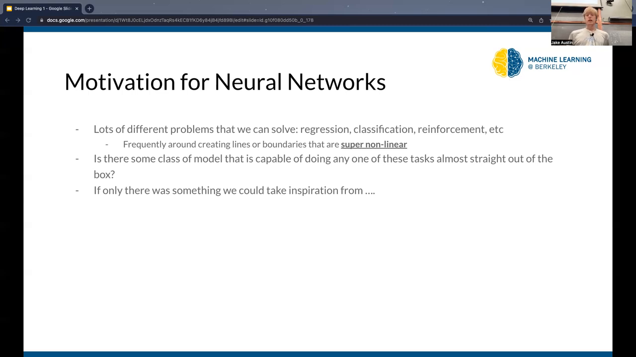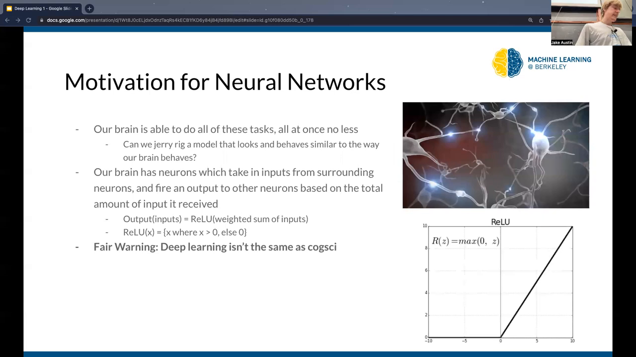And we want something that's like a universal model that's really good at doing all these different kinds of tasks. And the motivation we want to have for that is the human brain. The human brain is really, really good at doing all different kinds of tasks. It can classify objects. It can figure out where objects are. It can do all kinds of crazy stuff. And despite that, your brain is really just one model that can do all different kinds of things. We're going to try and take some inspiration from that to figure out, is there some kind of model that we can reuse for all different kinds of tasks down the line that's just good out of the box? And your brain has neurons.